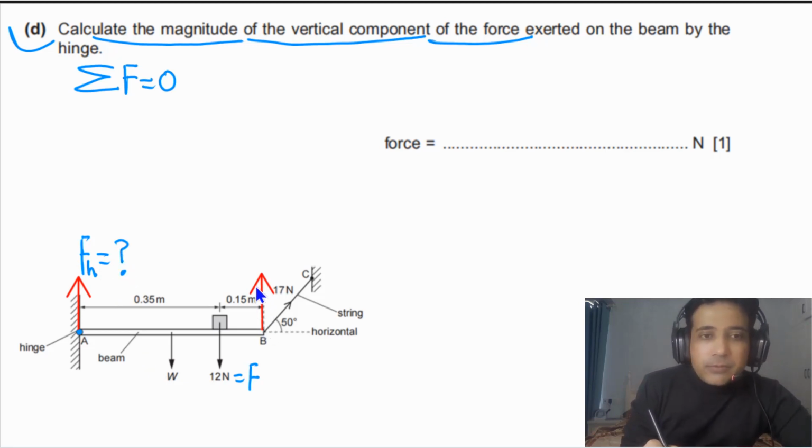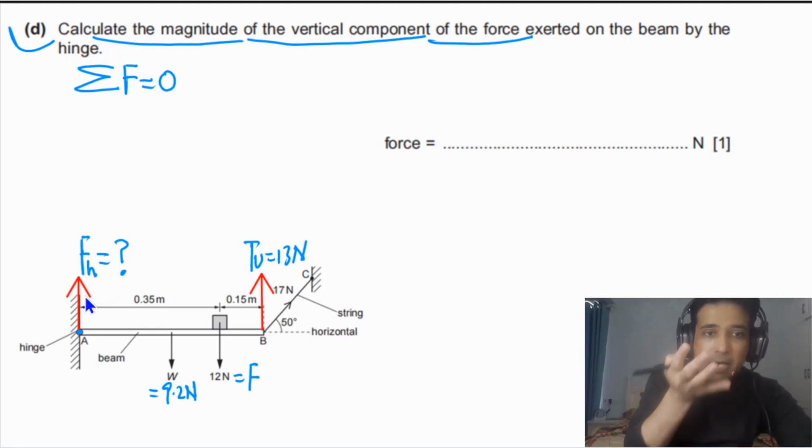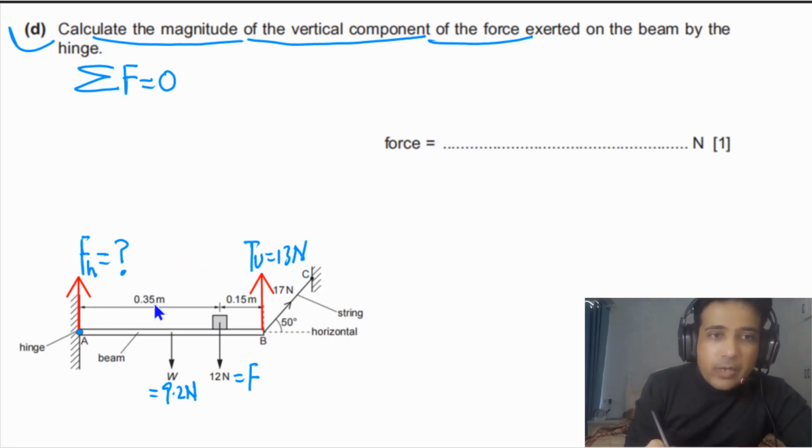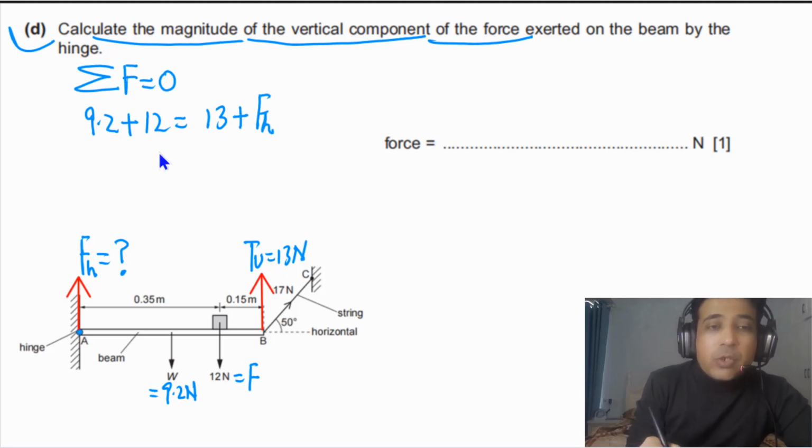In this case, we have the vertical component of tension that is equal to 13 newtons, and we have the weight that is equal to 9.2 newtons. These 2 forces are acting vertically downwards, and these 2 forces are acting vertically upwards. So the sum of upward forces has to be equal to the sum of downward forces. So simply we can say 9.2, the weight, plus 12 newtons has to be equal to 13 plus the force from the hinge on the beam.